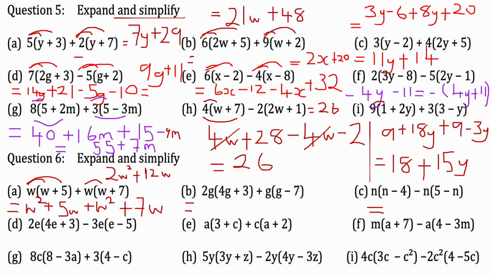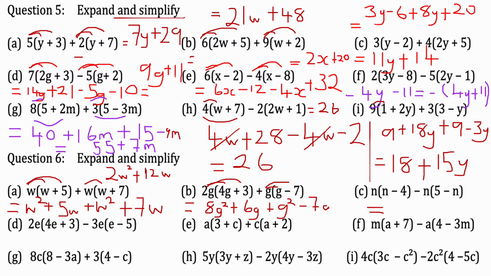Part B, expanding sets of single brackets, 2g times 4g. Well, 2 times 4 is 8, and g times g is g squared, guys. 2g times positive 3 becomes plus 6g. Plus g times g, which becomes g squared. And g times negative 7 becomes minus 7g.